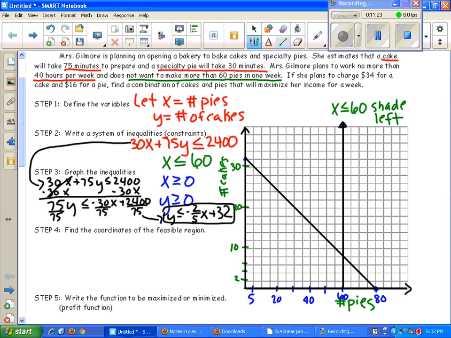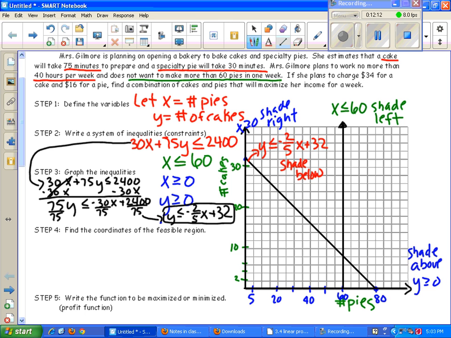And then for my next line that I have here, which I'm going to label as well, this was y is less than or equal to -2/5 x plus 32. Now for this one, since it's y is less than or equal to, that means I'm going to shade below the line. And then for my last two, I had x was greater than or equal to 0 and y is greater than or equal to 0. So this would be x greater than or equal to 0, which means shade right. And this one down here is y is greater than or equal to 0, which means shade above, since it's y is greater than. So shade above.